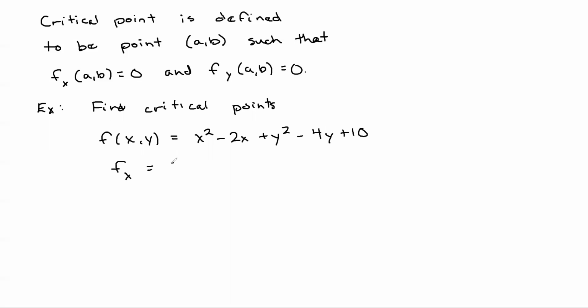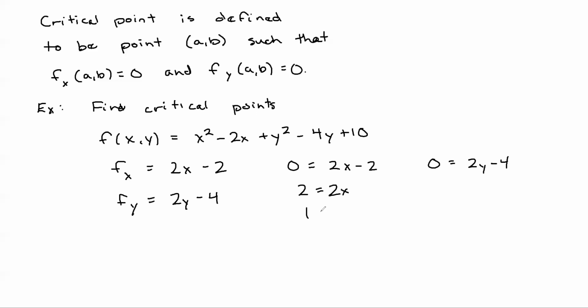So the partial with respect to x is going to be 2x minus 2. Partial with respect to y is going to be 2y minus 4. And then we can set each of these to 0. So if you set 2x minus 2 equal to 0, and you set 2y minus 4 equal to 0, what happens? You get 2 equals 2x, and so we get 1 equals x, and you're going to get 4 equals 2y, and then 2 equals y, and so (1, 2) is a critical point.